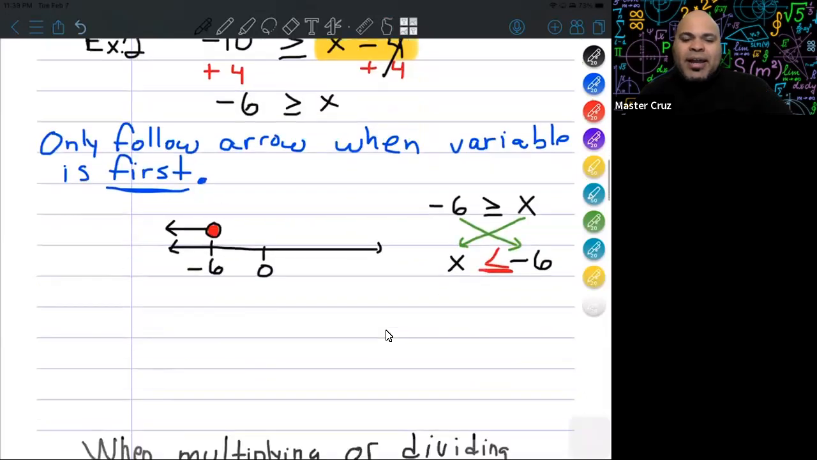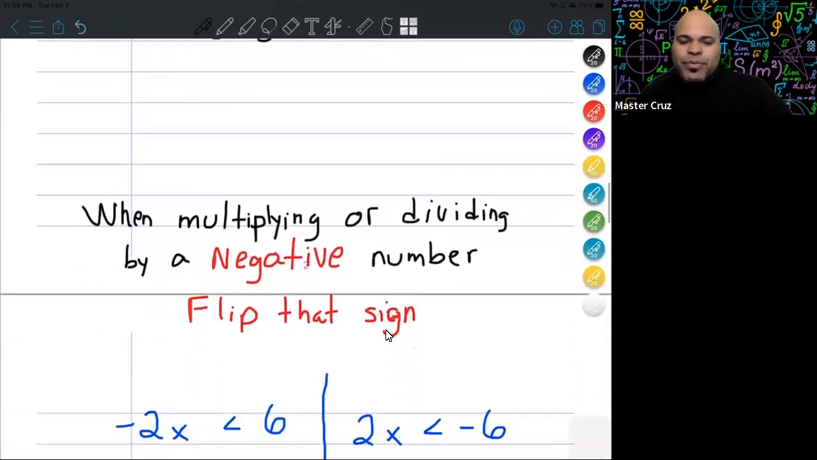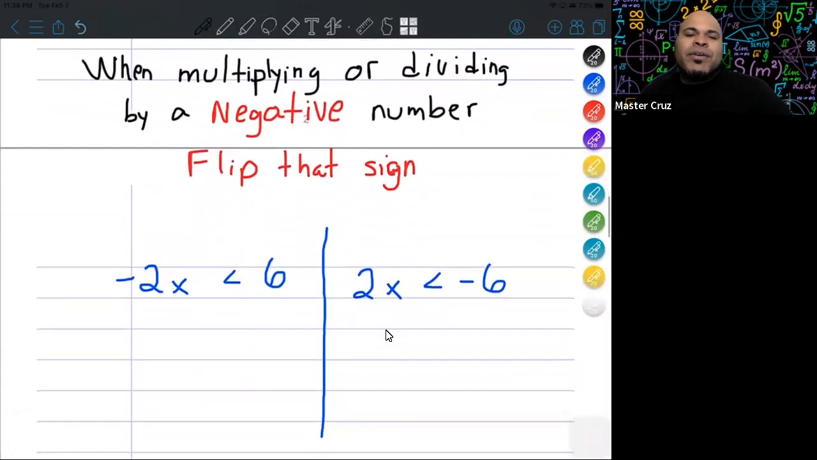Not that bad. All right, let's go to what happens when we're multiplying or dividing by a negative number. Adding and subtracting was very similar to adding and subtracting in equations. But how do we solve this when you are multiplying? Let's look at the first example: -2x is less than 6. Why is x not by itself? Well, x is not by itself because it is being multiplied by -2. So we need to divide by -2 on both sides in order to get the x by itself. When I do this, -2 divided by -2 is 1, so that's canceled. I bring down the x, but look what happens.